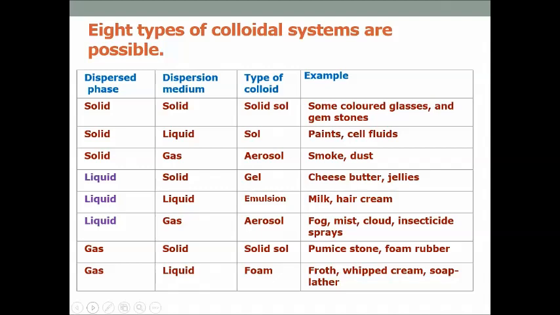Now the next one is dispersed phase is gas and dispersion medium is solid. It can again be said to be solid sol, like pumice stone, foam rubber, etc. Dispersed phase is gas, dispersion medium is liquid, then we can name it as foam, like froth, whipped cream, soap lather and all. So these are all the examples of the possible 8 colloidal systems. With this we can understand which phase and which medium whatever thing we are taking belongs to. With the physical state we can give them the name sol, gel, or emulsion.